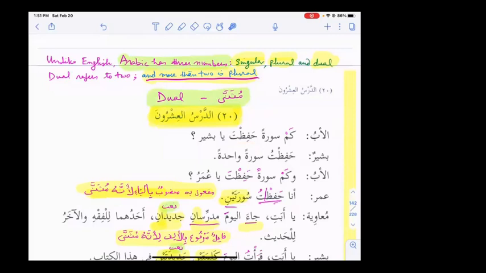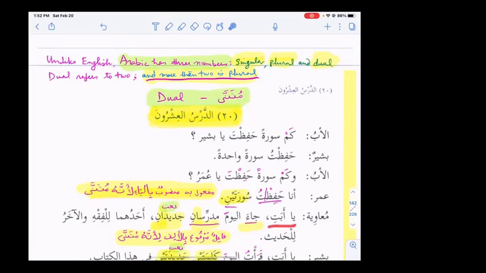Ana hafiztu suratayn. See, ana hafiz, tu, fi'l, fa'il, and then how many? Suratayn, two surahs. So what is suratayn? Maf'ulun bihi mansubun bil ya. Why? You have to mention after that, to specify it furthermore, li'annahu musanna, because it is musanna, dual. That is why it is mansub bil ya.